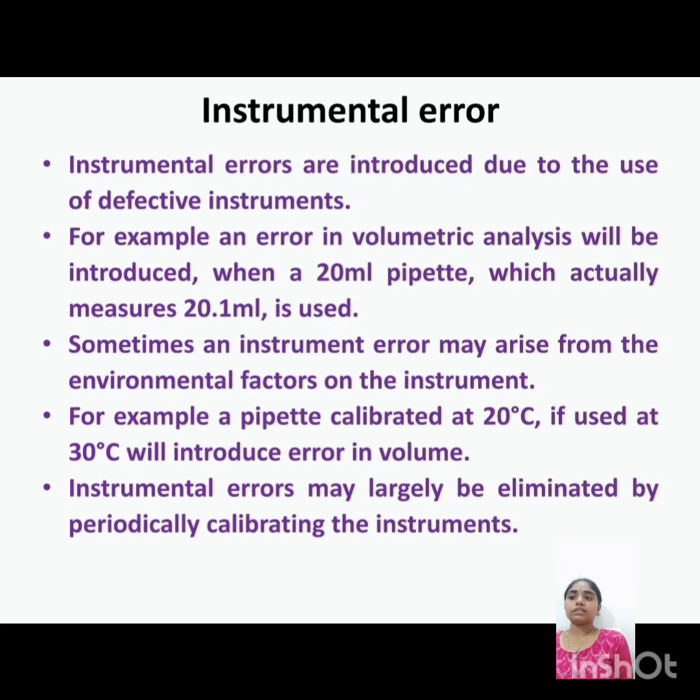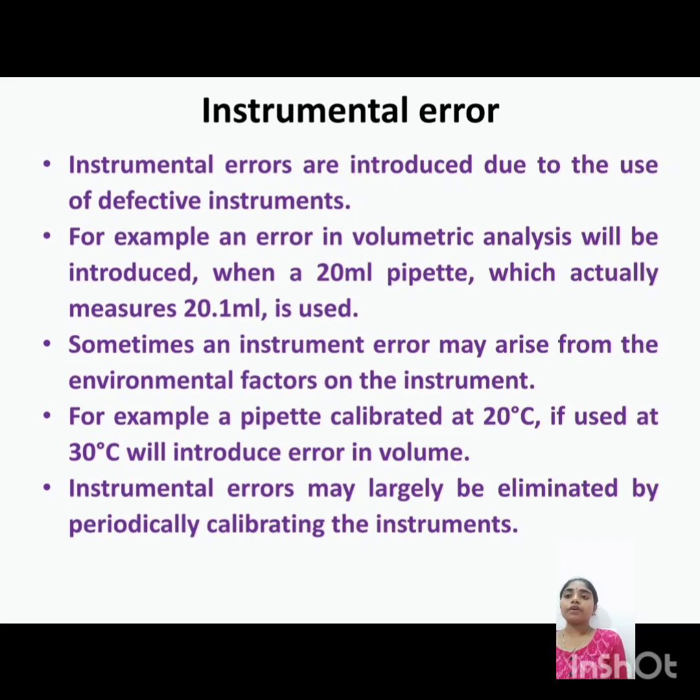The first one is instrumental errors. Instrumental errors are introduced due to the use of defective instruments. For example, an error in volumetric analysis will be introduced when a 20 ml pipette, which actually measures 20.1 ml, is used. Sometimes instrumental errors may arise from environmental factors. For example, a pipette calibrated at 20 degrees Celsius, if used at 30 degrees Celsius, will introduce error in volume. Instrumental errors may largely be eliminated by periodically calibrating the instrument. Before we use instruments, glassware and reagents, we first calibrate them. This is the first step when an experiment starts.